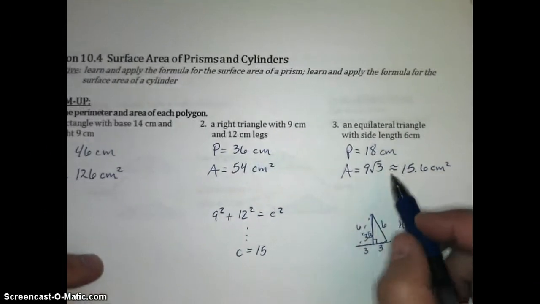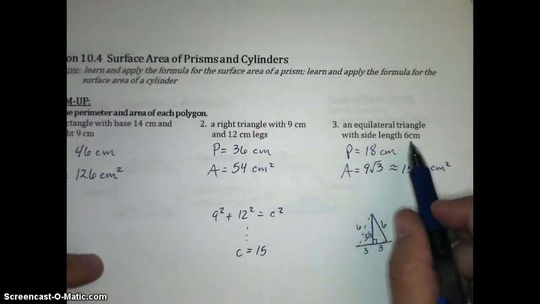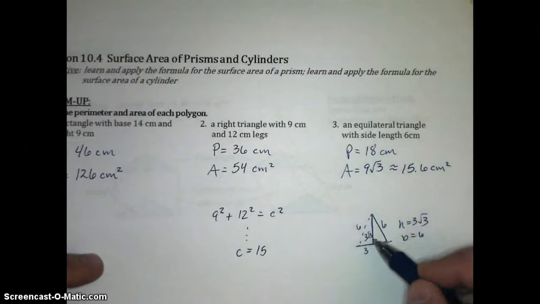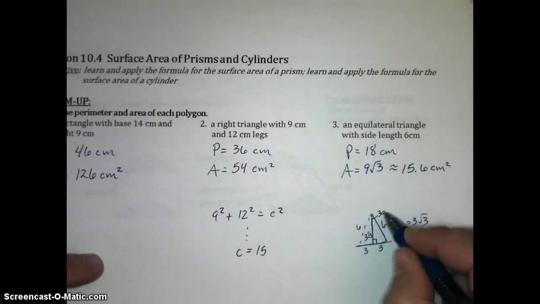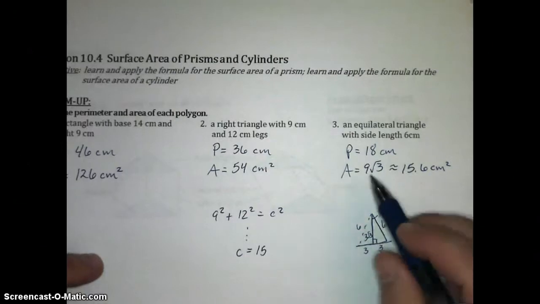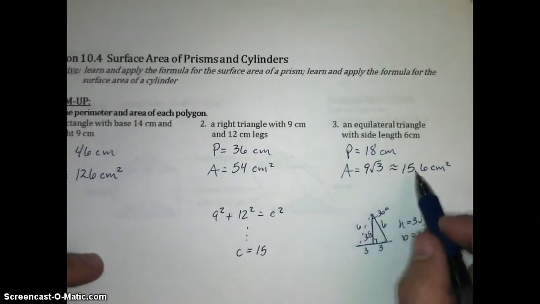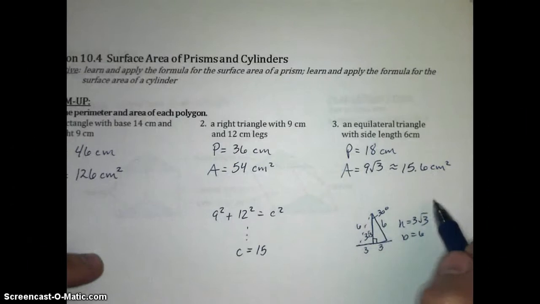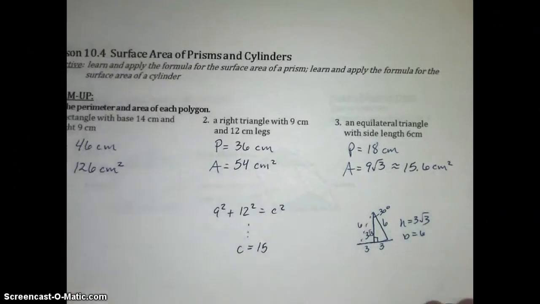And number 3, the perimeter is 18, because each of the three sides is 6 centimeters. And then, if you use your special right triangle, 30, 60, 90, as half of that equilateral triangle, the height of your triangle is 3 root 3. So your area is either 9 root 3 or, if you rounded, 15.6 square centimeters. All right, let's take a look at the beginning of Lesson 10.4.